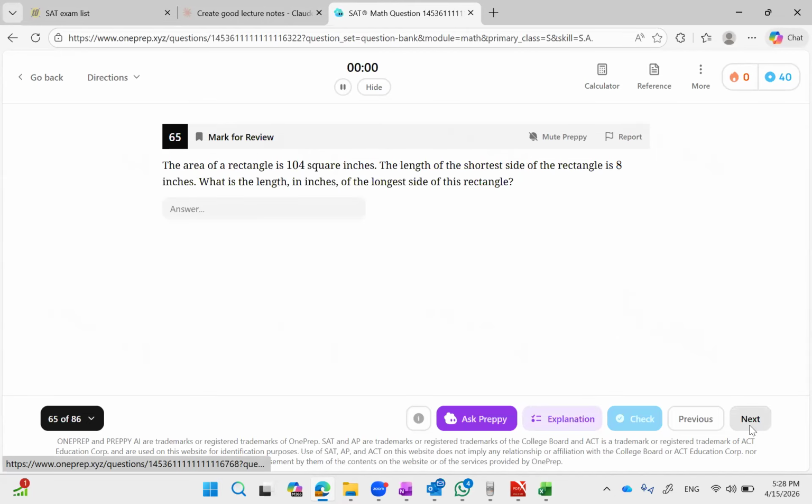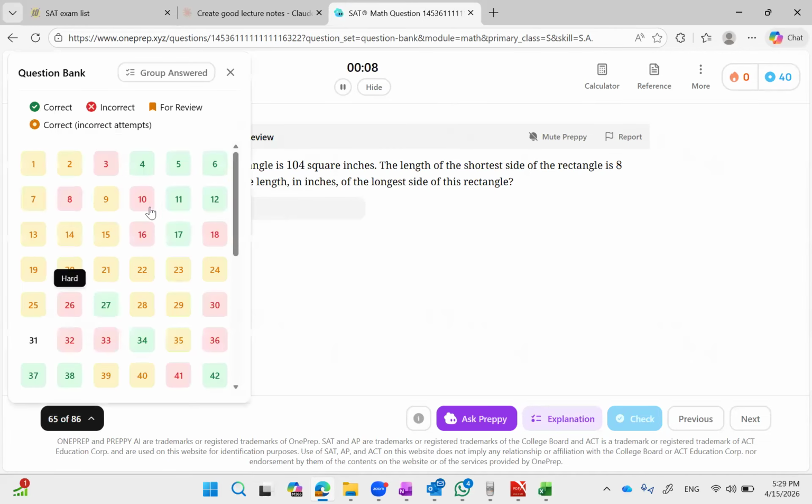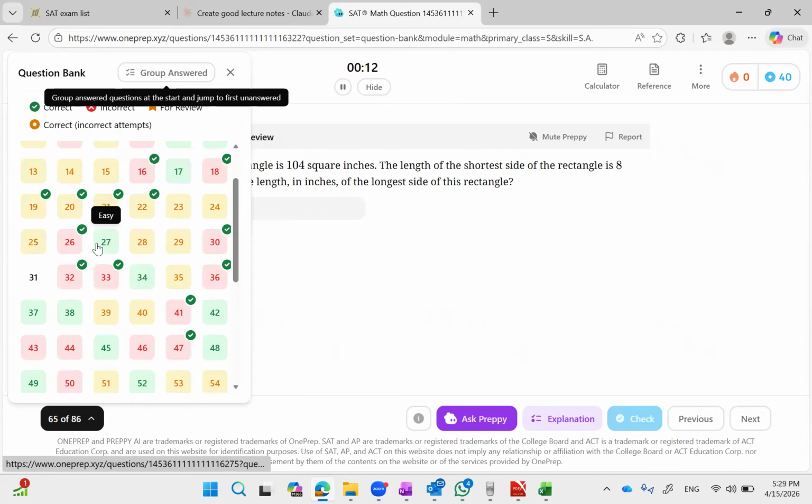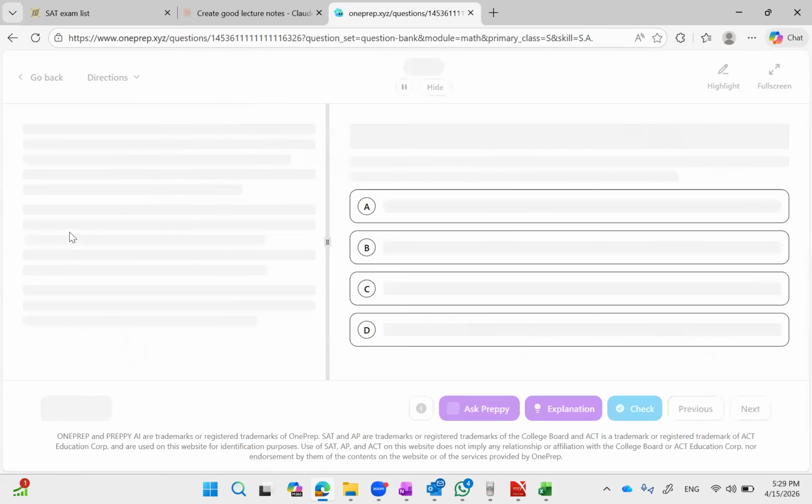What is the area of the rectangle? Very easy. The area of the rectangle is 104. The length of the shortest side is 8. What is the length of the long side? Very, very easy. So let's go back to some orange questions. I have here 1, 2, 3, 4, 5, 6, 7 questions, 7 consecutive questions.